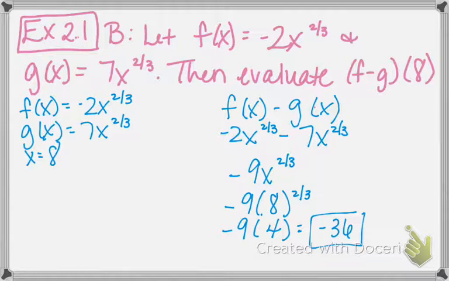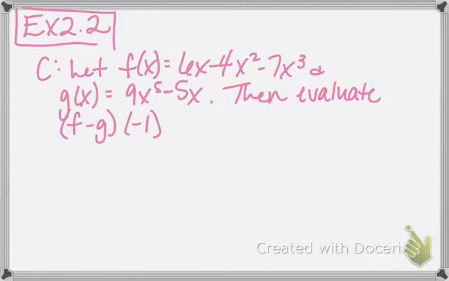All right, let's do one last subtraction one just so that we get used to it. Example 2.2c is a little bit longer, but I just wanted to show this process just to make sure that we are good. I'm not going to write them separately so that we can expedite this. I'm just going to go ahead and rewrite it as f of x minus g of x, and then I'm going to plug in the pieces I have.